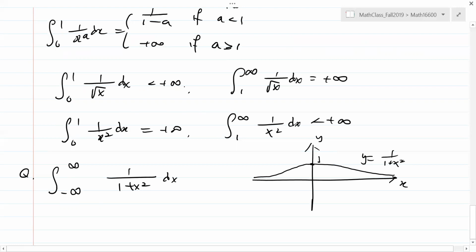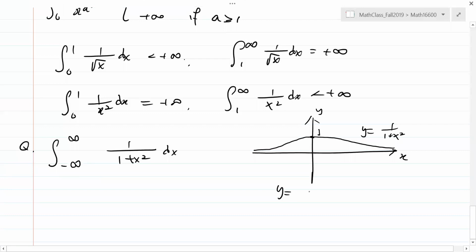It's possible the area under that curve is infinite because it's an unbounded region. But the last thing is finite. The reason is that when x is sufficiently large, this function is almost equal to 1 over x squared, and we already know the integral of 1 over x squared is finite. So y equals 1 over 1 plus x squared is almost equal to 1 over x squared as x approaches plus or minus infinity. So I believe this has finite area.